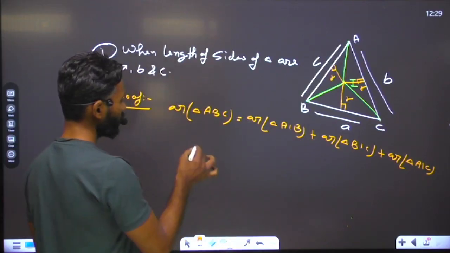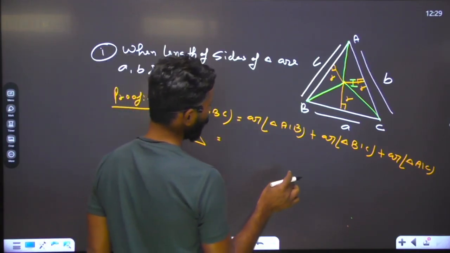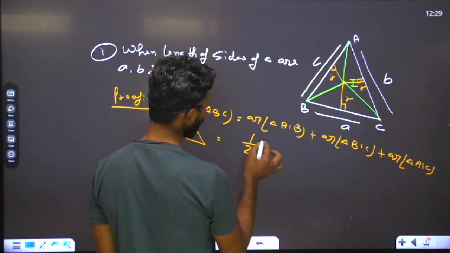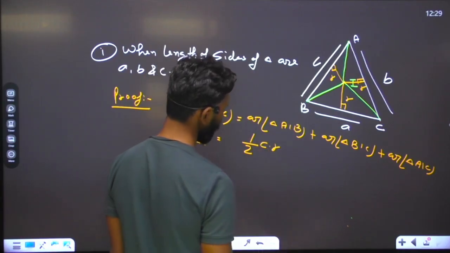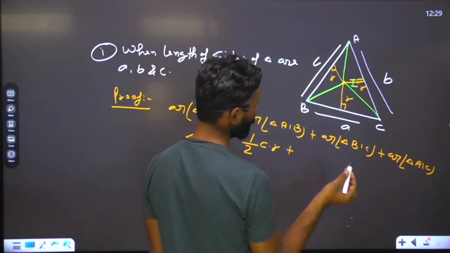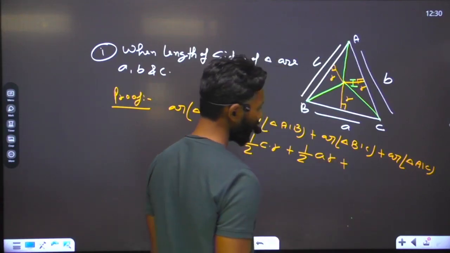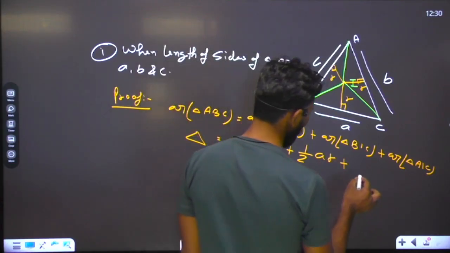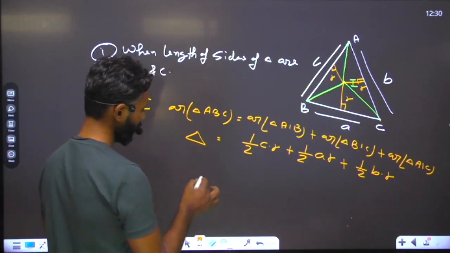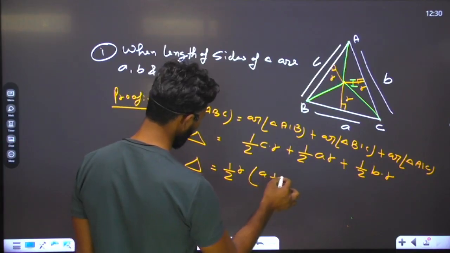Now, suppose I'm denoting the area of triangle ABC with del. Now, can I say area of triangle AIB will be equal to 1 by 2 C into R, using the formula 1 by 2 base into height. In the same way, area of triangle BIC will be equal to 1 by 2 A into R. In the same way, area of triangle AIC will be equal to 1 by 2 B into R, and R is taken common.